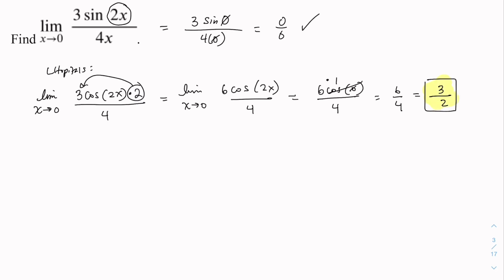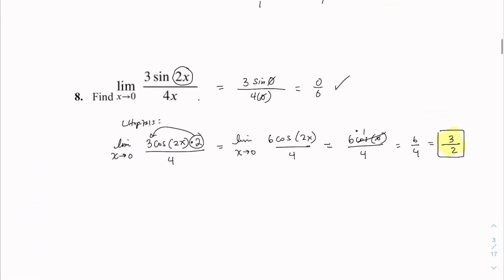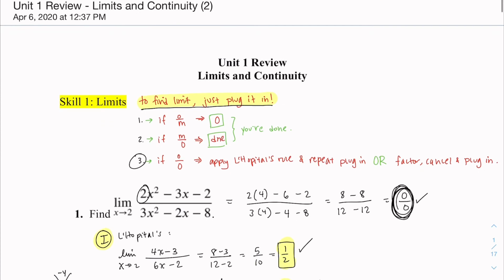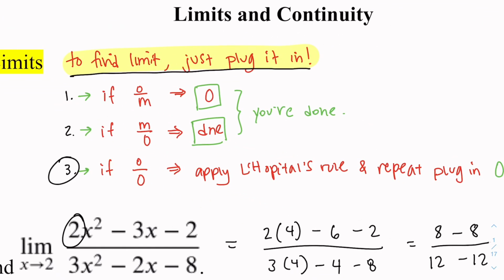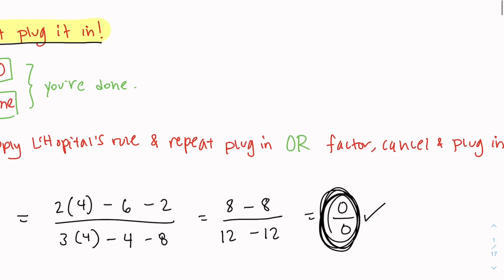Ta-da! And that's all there is to know about finding limits. Once again, you just plug it in. If you get 0 over anything, it's 0. 0 on the denominator does not exist. And then 0 over 0, you have a couple options. Either you can factor, if you have polynomials that can factor, or you can apply L'Hopital's rule. Take the derivative of the top, take the derivative of the bottom, and then plug in the limit.